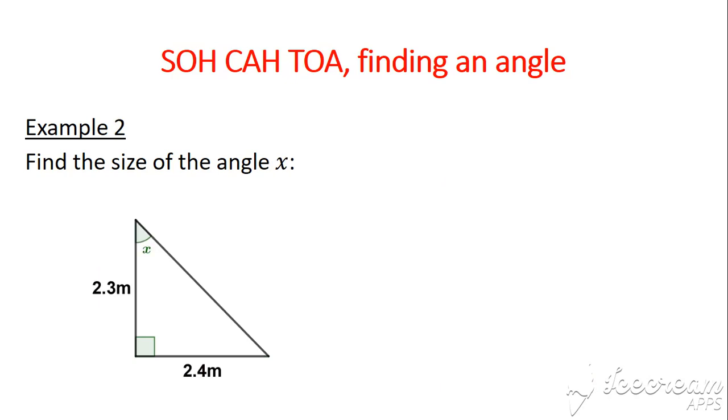Right, let's see if you understand it. Second time round. Find the size of the angle x. So we're not calling it theta, we're calling it x. All right, step 1, let's label sides. Here's the hypotenuse, here's the opposite, and here's the adjacent. Right, step 2, which rule are we going to use?